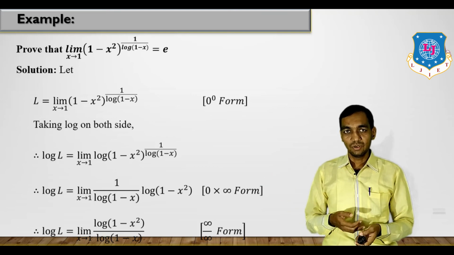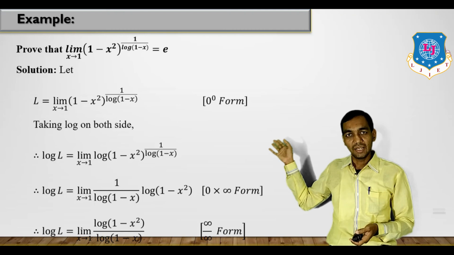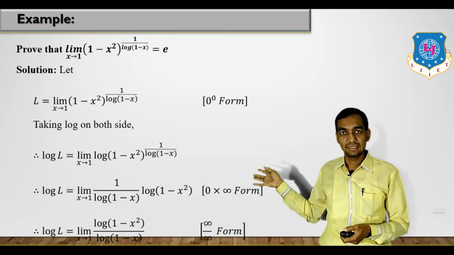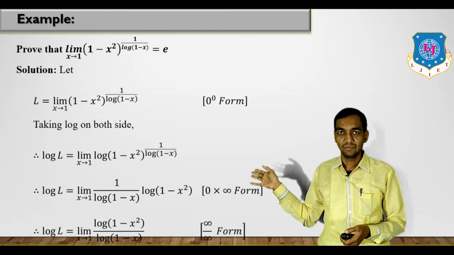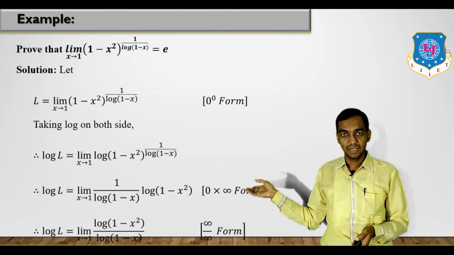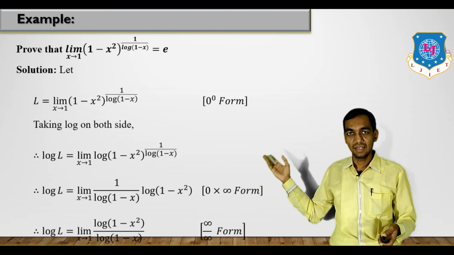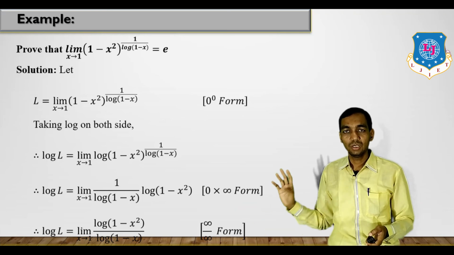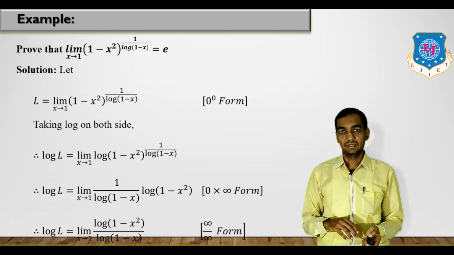and that's why we start by taking log both sides and using properties of log, that will give you limit x tends to 1 of 1 upon log of (1 minus x) into log of (1 minus x square). This is 0 into infinite form, and rewriting it in the form of log of (1 minus x square) upon log of (1 minus x).